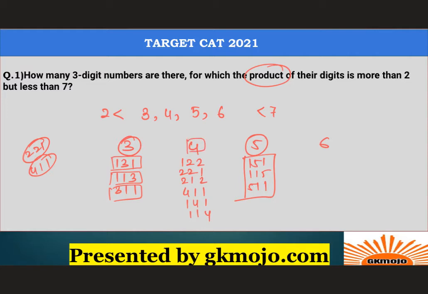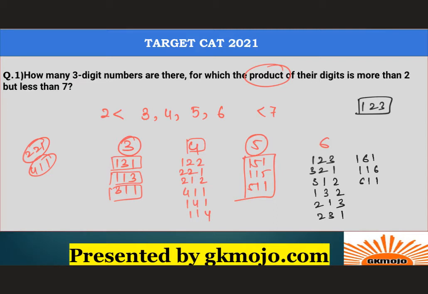Now let's go for 6. I'll change the ink over here to avoid confusion. How can we do this? So 6: 1, 2, 3. Multiplication of this comes down to 6. Let's arrange it: 123, 321, 312, and 132, 213, 231. These are the 6 ways. Apart from that, we can take 161, 116 and 611.